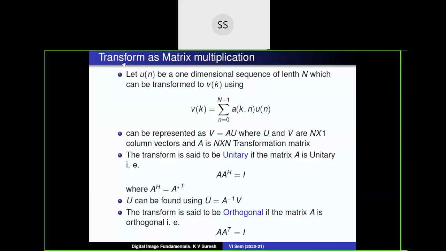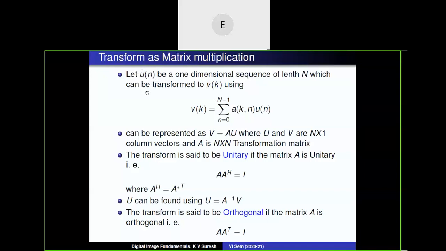I think this part you have done under DFT, that is under the DSP course. You know your transform can be represented by using matrix multiplication. So we are trying to understand this in general terms. Please understand the nomenclature that we have given here. Then it will be easy for you.